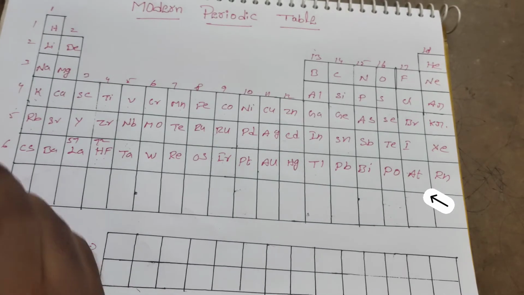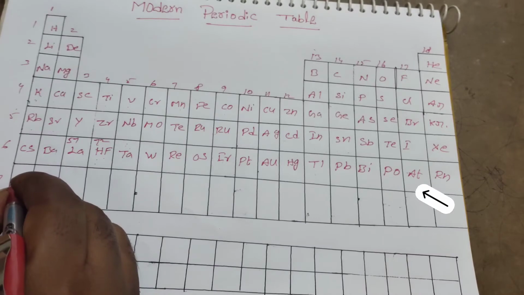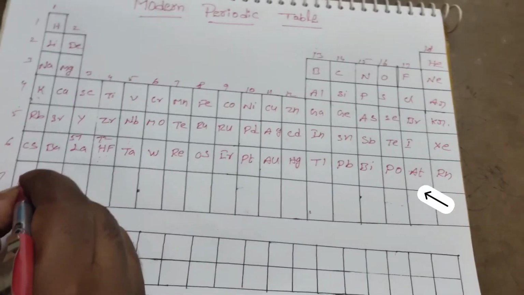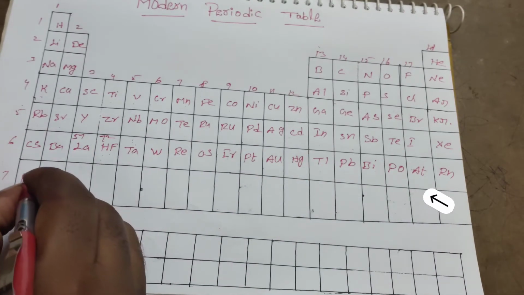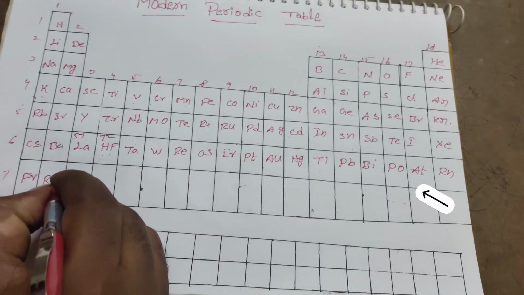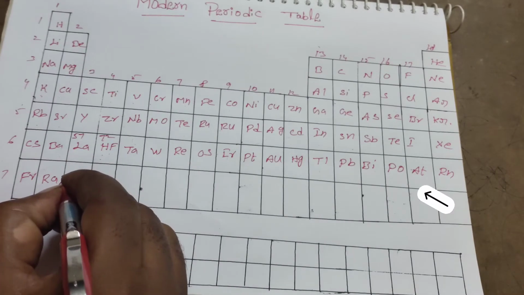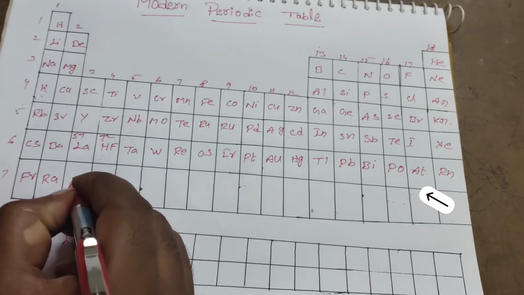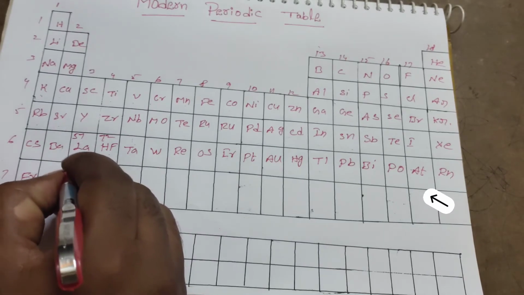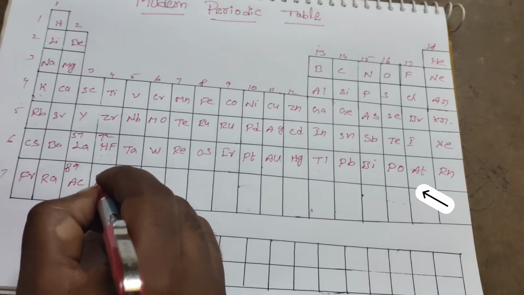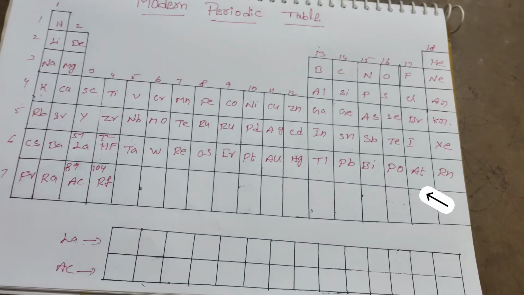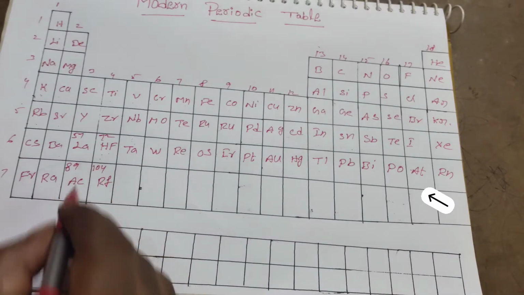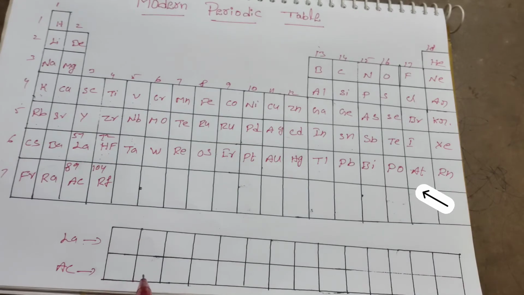The seventh period starts with the element francium. The seventh period is called the incomplete period. Why? Because there are some gaps here. The starting elements are francium and radium, and the next one is actinium. Actinium's atomic number is 89. The element after actinium is rutherfordium, with atomic number 104. Between 89 and 104, 14 elements are missing. Those 14 elements are placed separately at the bottom of the periodic table. Those are called the actinides.